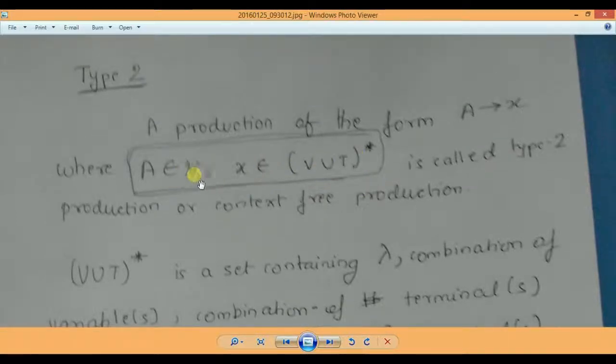A should be in the set of variables and x. Now you must be confused what x means. Well, x is nothing but lambda. We are talking of lambda. Lambda should belong to the set of variables union terminals, star.